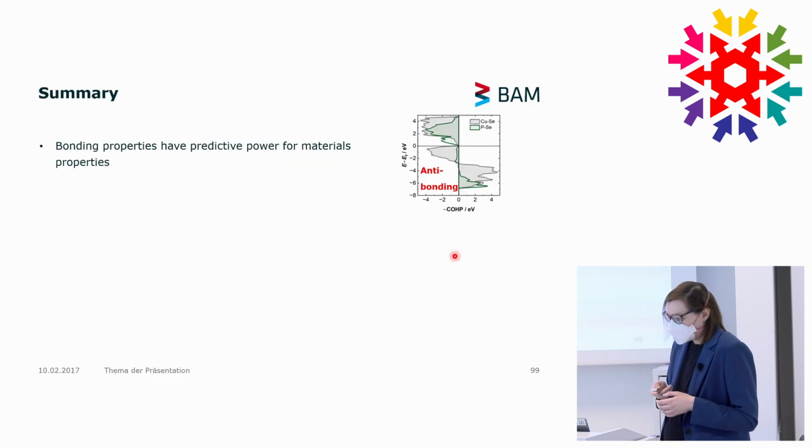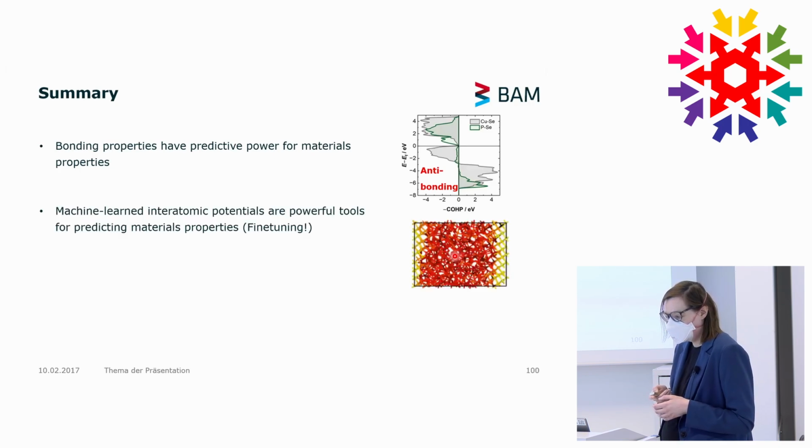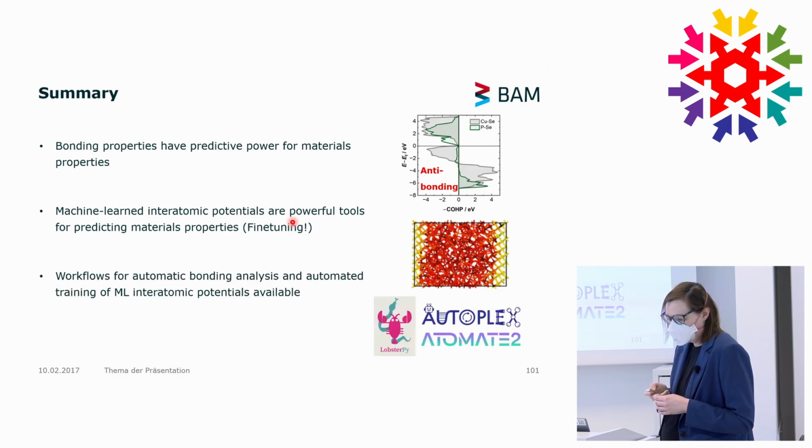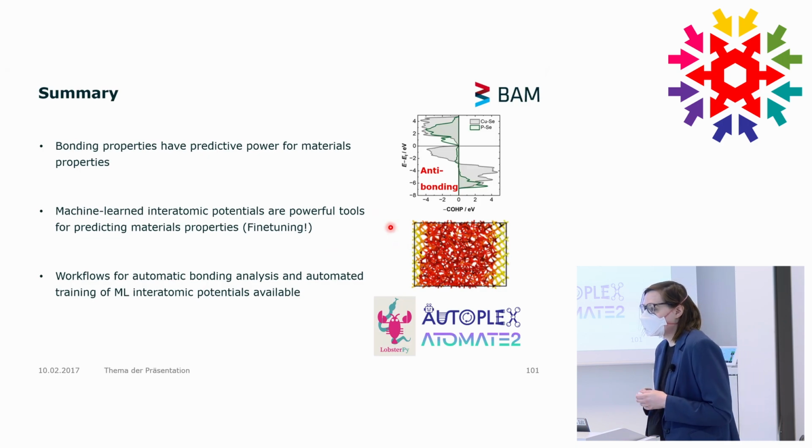So, summary of that part. Bonding properties have predictive power for materials properties. Machine-learned interatomic potentials are really powerful tools for predicting materials properties. I think fine-tuning can be really promising once we have robust recipes for that. And workflows have been really central for doing these kinds of things in our case, and we had to develop these tools to be able to do this kind of research.